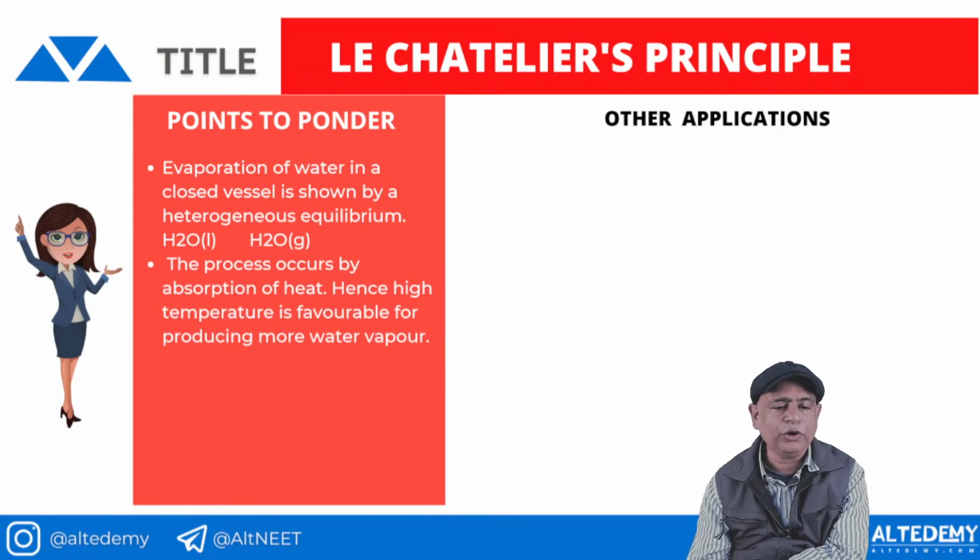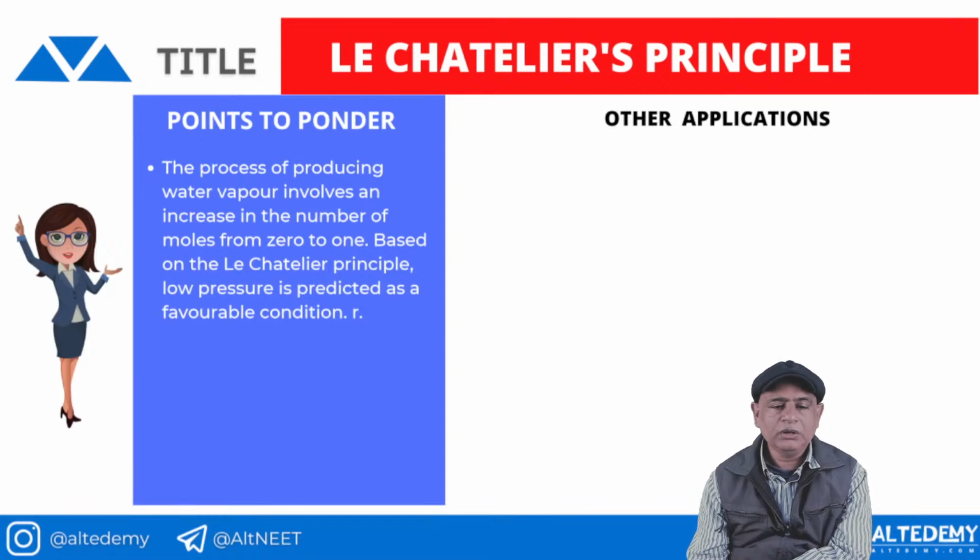Even evaporation of water in a closed vessel is shown by a heterogeneous equilibrium, H2O liquid to H2O gas. This process occurs by the absorption of heat. Hence, high temperature is favorable for producing more water vapor. The process of producing water vapor involves an increase in the number of moles from 0 to 1, and based on the Le Chatelier principle, low pressure is predicted as a favorable condition in such a situation.